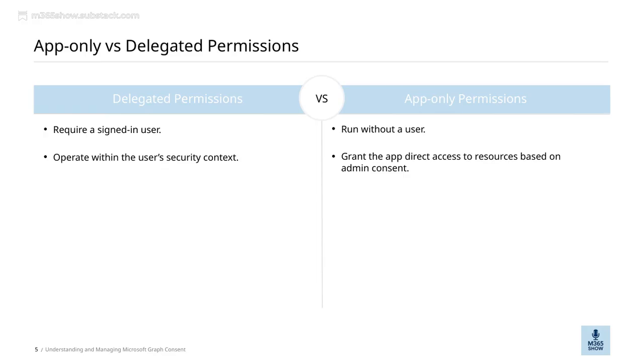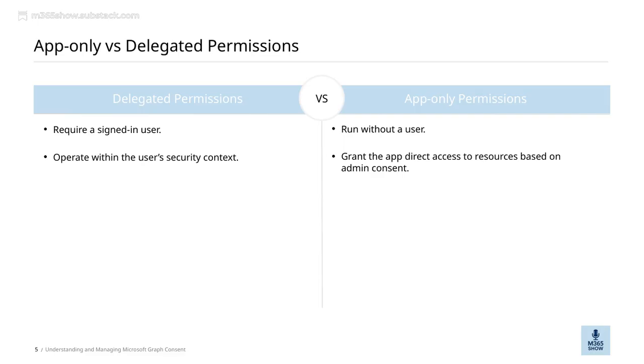Let's take a closer look at app-only versus delegated permissions. When we talk about app-only permissions, we're referring to scenarios where the application can run without a user present. In this case, the app gets direct access to resources, but only after an administrator grants consent. This setup is ideal for background services or daemons that need to operate independently. On the other hand, delegated permissions require a user to be signed in. Here, the app operates within the security context of the signed-in user, meaning its access is limited to what the user has permissions for. This is common in interactive applications where user consent and context are essential.